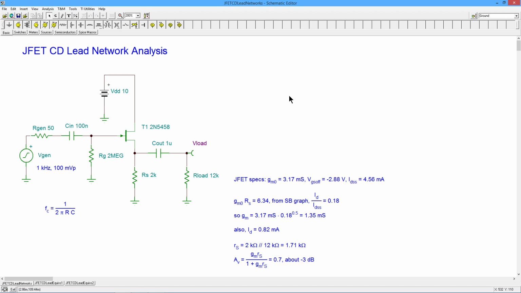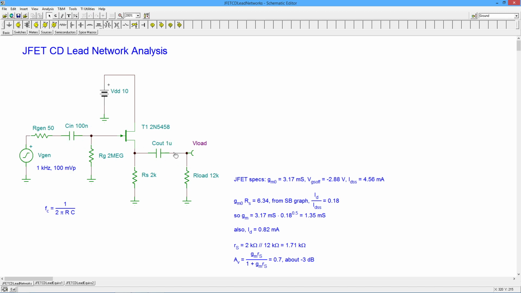So now let's move along to the interesting part: the lead network analysis, right? The new stuff, yay. What's happening on the low frequency end? Well, if you've seen any of the other videos on lead network response for amplifiers, you know that the lead networks are created by the coupling capacitors and bypass caps.